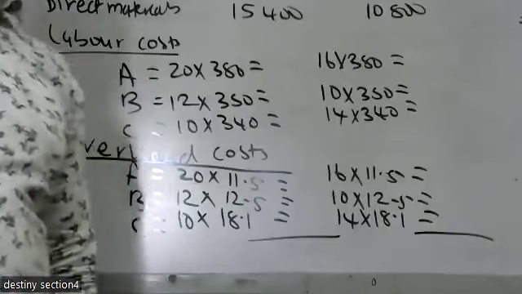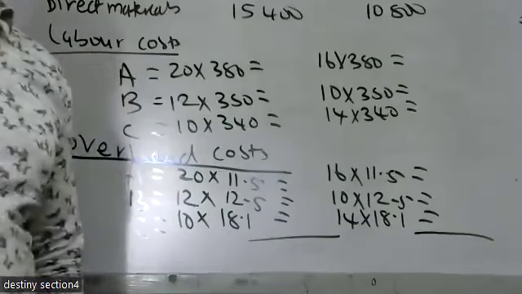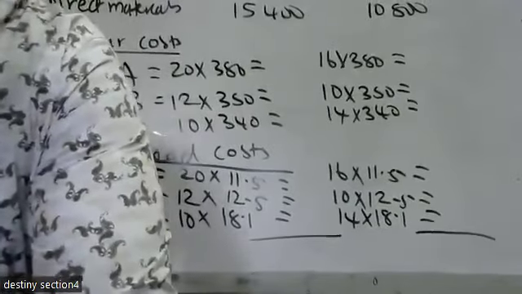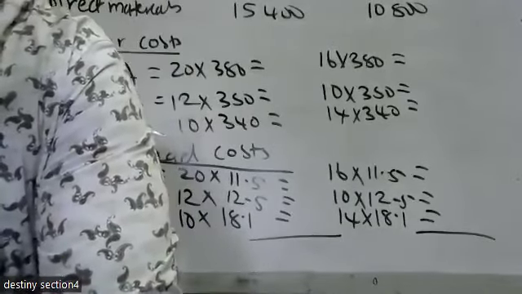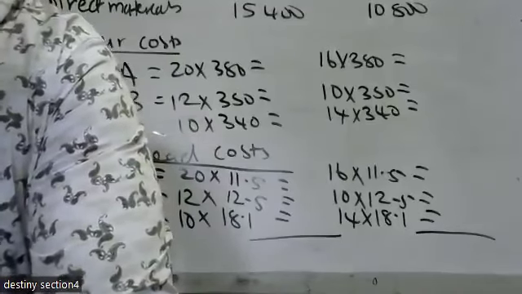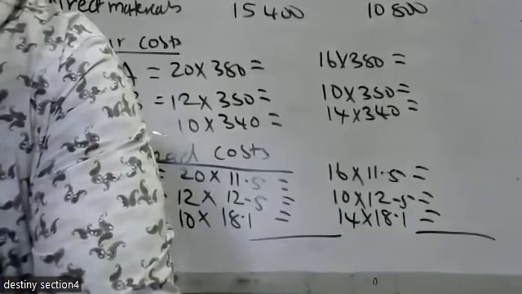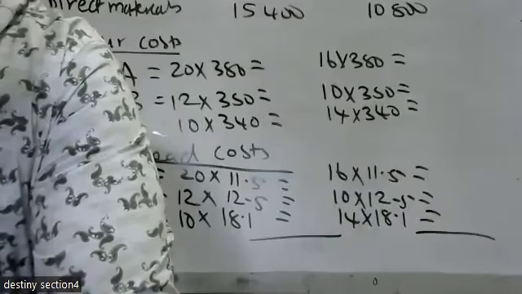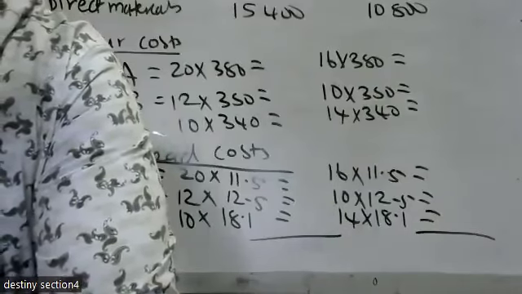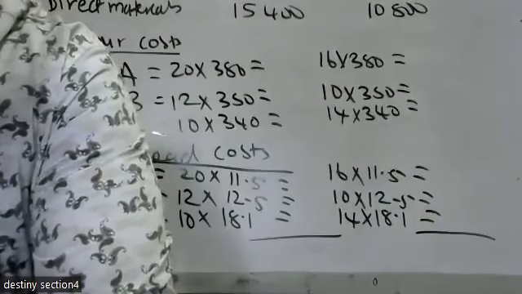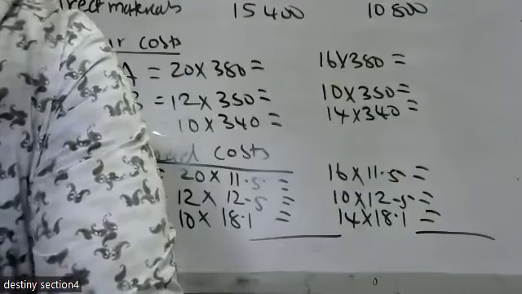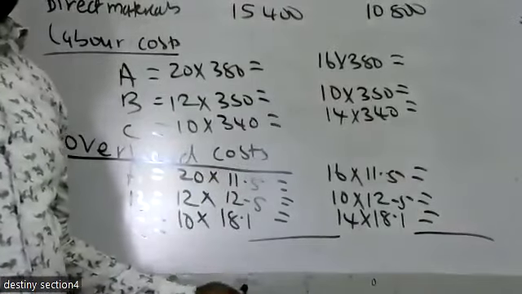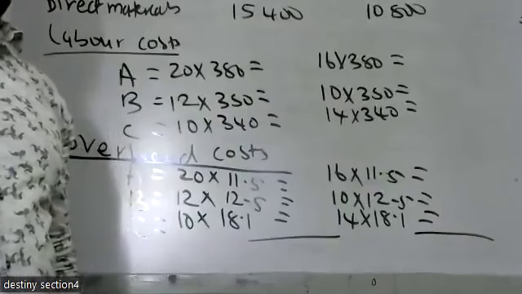So we can stop there now for today. The 11.5 is the overhead absorption rate. You remember how we calculated the overhead absorption rate? Which figure did you get for A? These are the overhead absorption rates that you have just calculated up there. So did you get 11.5 for A?